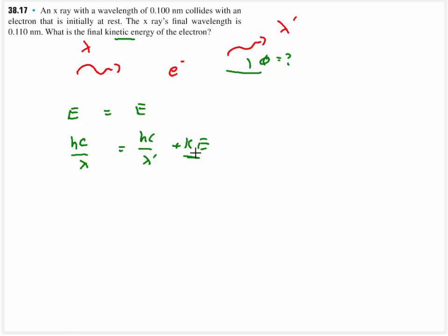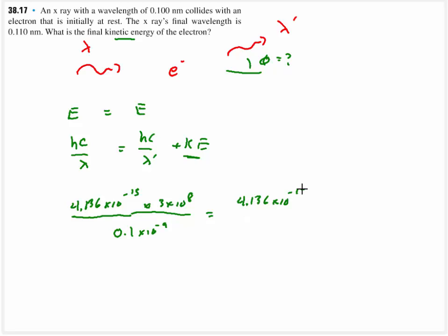And so this is kind of what we're interested in. And so we're going to say 4.136 times 10 to the minus 15th, that's in electron volts, multiplied by 3 times 10 to the 8th, divided by the 0.1 times 10 to the minus 9th meters, is going to be equal to 4.136 times 10 to the minus 15th, again, electron volt seconds, 3 times 10 to the 8th divided by 0.11 times 10 to the negative 9th.